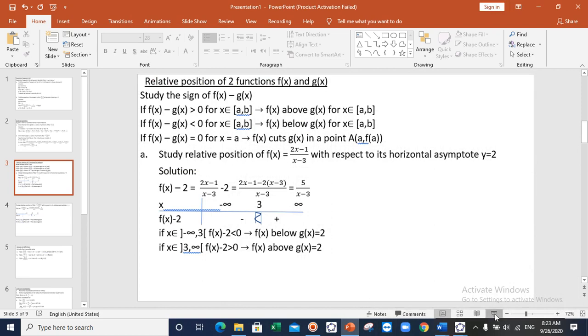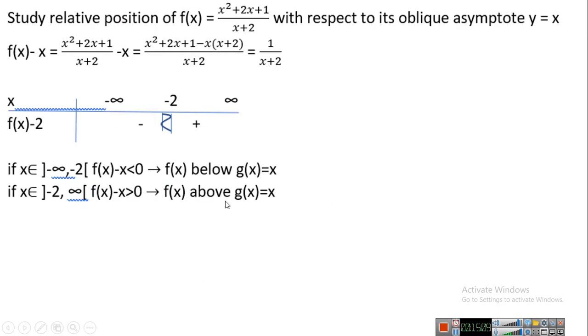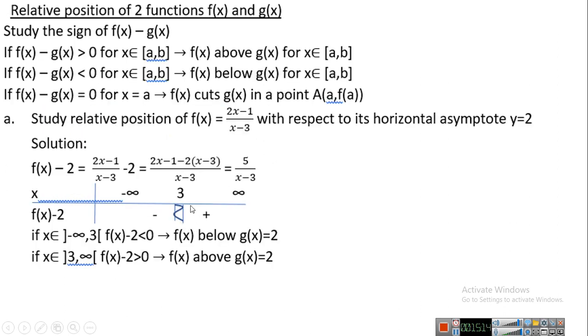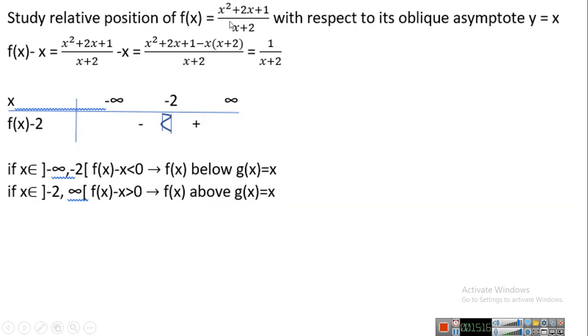Okay, so that's what I meant here in this relative position that we had here. Another example: study the relative position of f(x) with respect to its oblique asymptote. You took the oblique asymptote last year, but I'm going to re-explain it in another video, with respect to y equal to x. So I do minus each other. With the same denominator, you have this one.